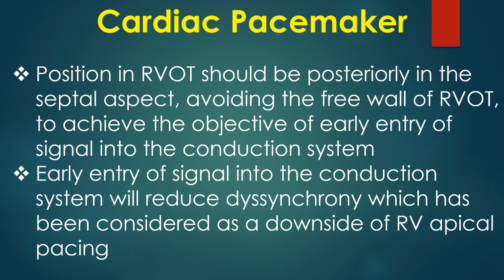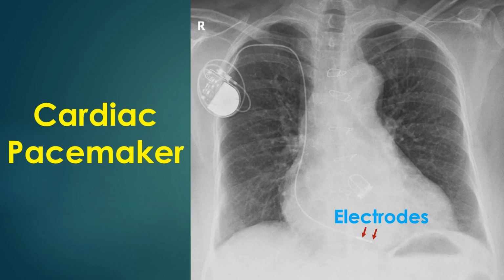Position in RVOT should be posteriorly in the septal aspect, avoiding the free wall of RVOT to achieve the objective of early entry of signal into the conduction system. Early entry of signal into the conduction system will reduce dyssynchrony, which has been considered as a downside of right ventricular apical pacing. Close scrutiny of the pacemaker lead tip can identify two electrodes, one at the tip and one a little proximal to that.